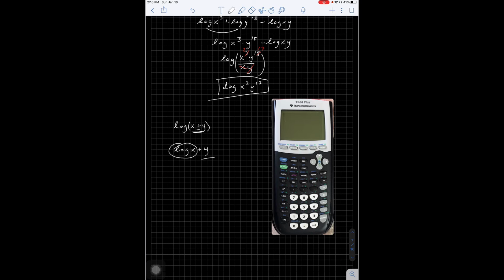Those are the same. However, if you have two things multiplied or divided, they don't require parentheses. It's not wrong to put them on. This is fine.